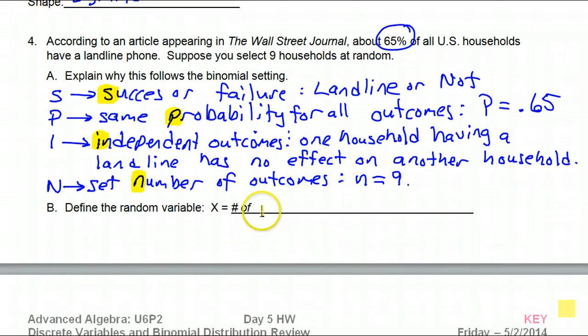Just in case you weren't getting it, now it's in your face. Now, define the random variable x. Okay, it's the number of. So basically, back when we said success or failure, x is going to be the thing that we decided was going to be a success. So success or failure, you either have a landline or you don't. So x is going to be the number of households with a landline.